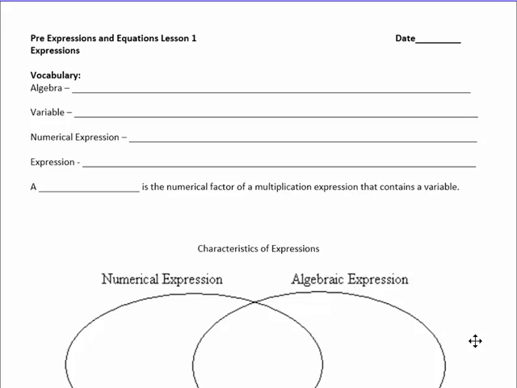Okay, ladies and gentlemen, today we're going to begin our next chapter, which some of it might be review, I hope, but it's a chapter on algebra. And algebra, right, we have some vocabulary words here. Algebra is the study of equations and expressions.